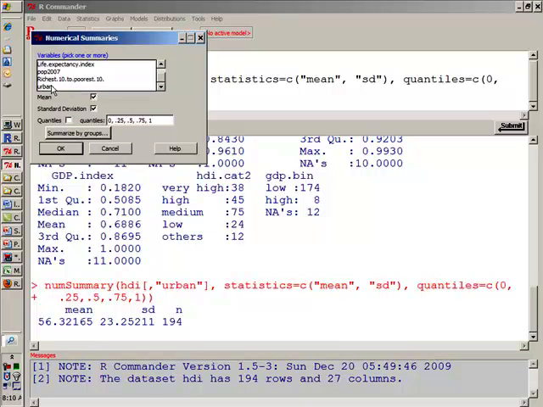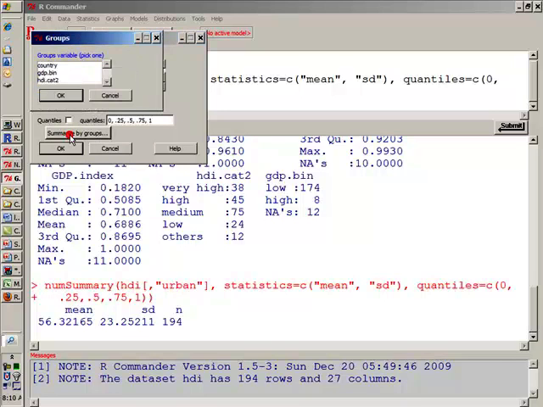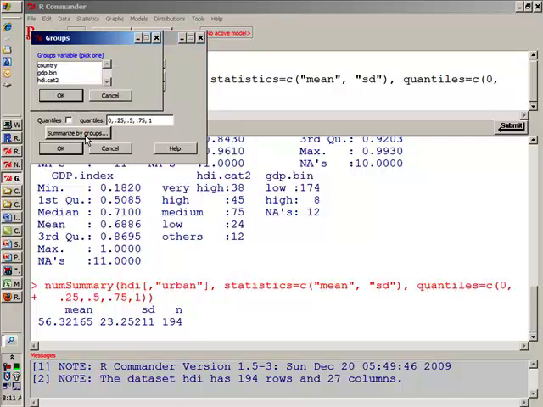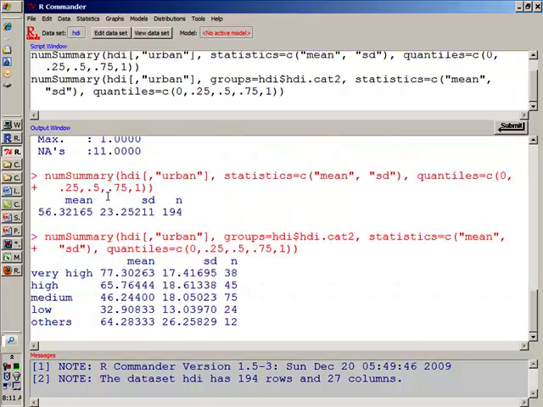Now let me return to statistics, summaries, and have the numerical summaries again computed for urban, but this time I would compute the mean and standard deviation across the human development index categories. So I select summarize by groups. I would like to compute the mean and standard deviation, but summarized by certain groupings, and I select this categorical variable, which is a factor variable, and I click OK, and I compute the average urbanization across the human development index categories.